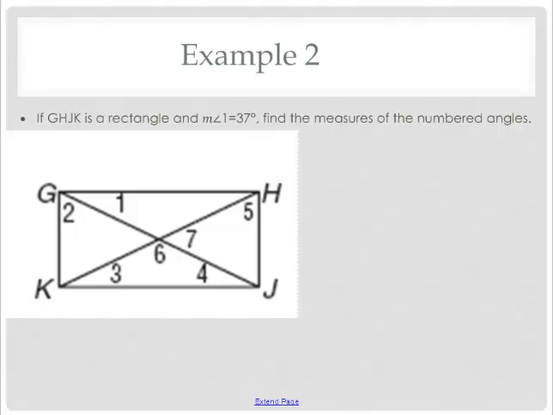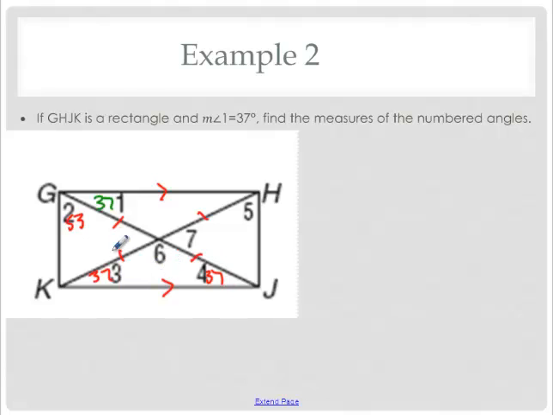So now we have this rectangle, and we know angle 1 is 37. We want to find all the other angles. Now I know this is a right angle, so 90 minus 37 gives me 53. Also, because these lines are parallel, 1 and 4 are alternate interior angles, making this one also 37. Now, because this is 37, and this is 53, and we know this is 90, since the diagonals bisect each other, these are isosceles triangles, making angle 3 also 37.